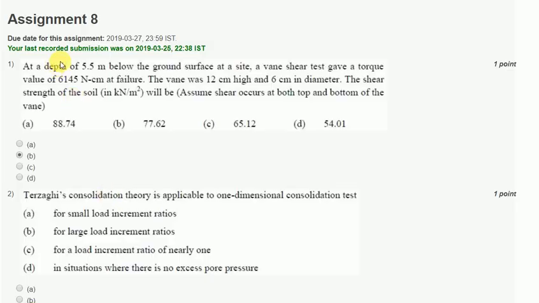This is assignment 8, and the first question is: at a depth of 5.5 meter below the ground surface at a site, the vane shear test gave a torque value of 6145 Newton centimeter at failure. The vane was 12 centimeter high and 6 centimeter in diameter. What will be the shear strength of the soil? Assume shear occurs at the top and the bottom of the vane. So let's see the solution for this question.